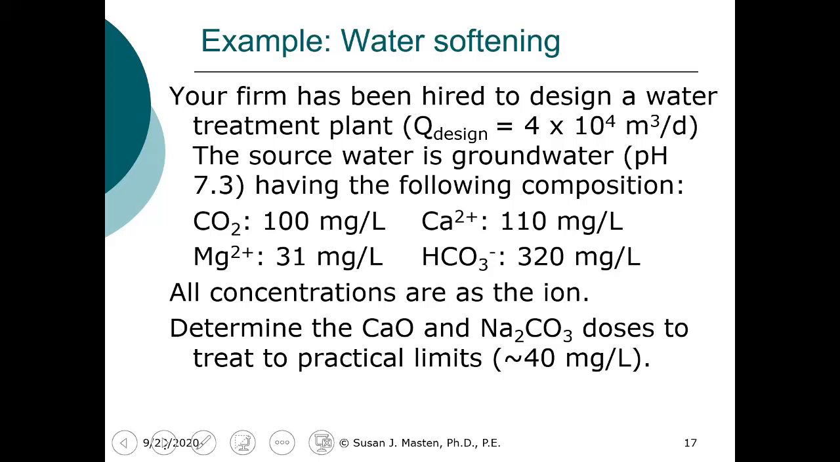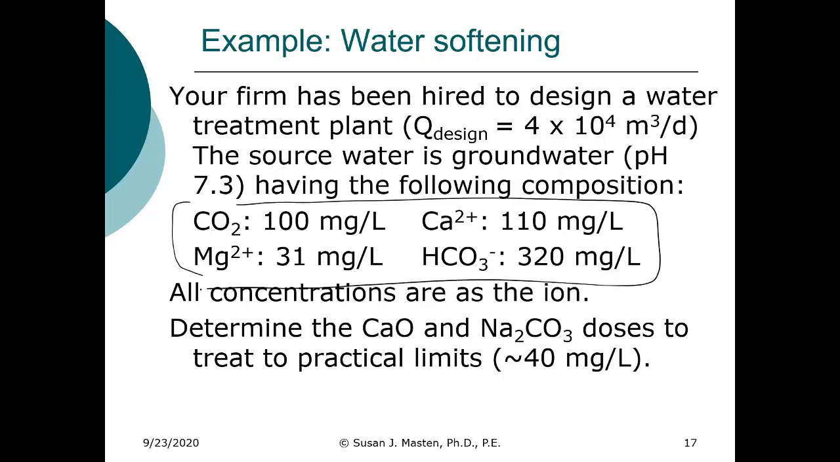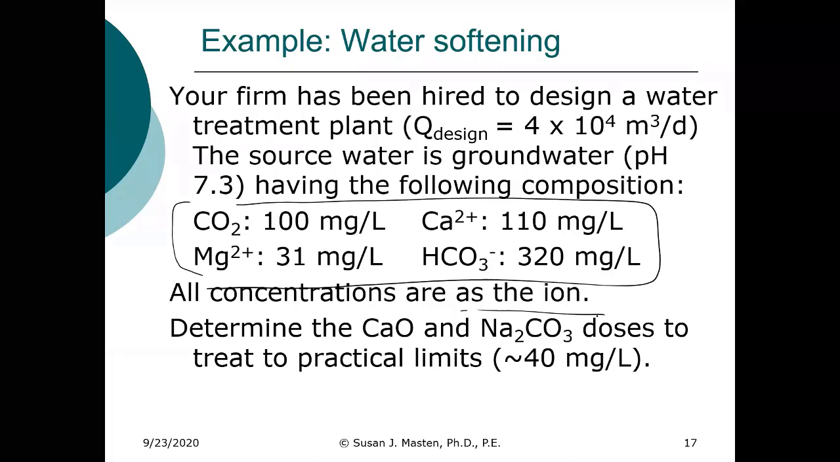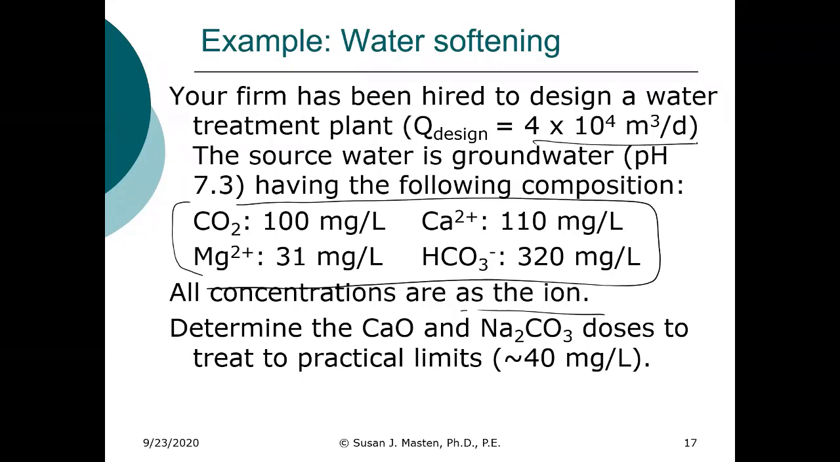So we have a water. We're given the water quality, and it has 100 milligrams per liter of CO2. It has 110 milligrams per liter of calcium, 31 milligrams per liter of magnesium, and 320 milligrams per liter of bicarbonate, and these are reported as the ion. You're told that you're designing a water treatment plant with a design flow of 4 times 10 to the 4 cubic meters per day. And you're asked to determine the lime and soda ash doses to meet practical limits. This means we are looking at the stoichiometry and the stoichiometry only.